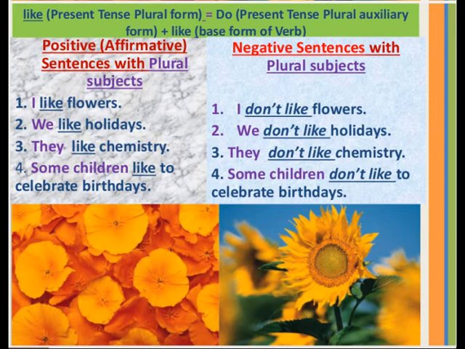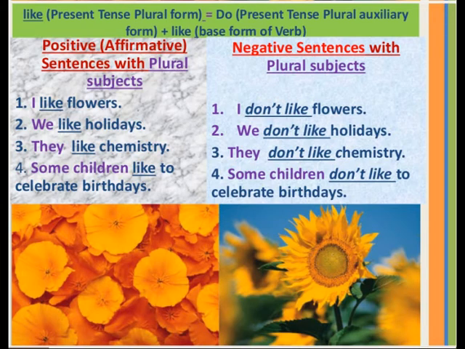Yeah, with the help of the equation, we can make the negative sentences. We have added a word not into it, and the contracted form of not is n't. So it is I don't like flowers, we don't like holidays, they don't like chemistry. Some children don't like to celebrate birthdays. Okay. Now, let's see some sentences with a singular subject.